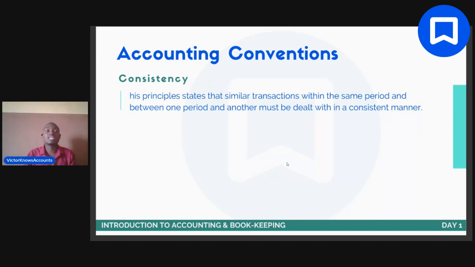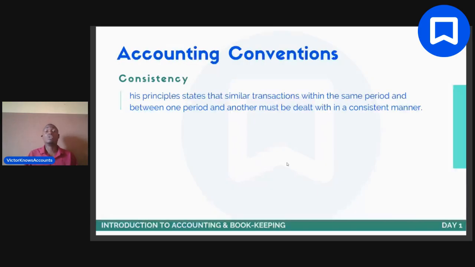Now, consistency is saying that if you use FIFO last year, don't use LIFO this year. If you want to use FIFO, use it consistently. Use FIFO this year, use it next year, use it the year after, and so on, so that your financial statement will be comparable. If it's weighted average you want to use, stick with it. That's what consistency means.